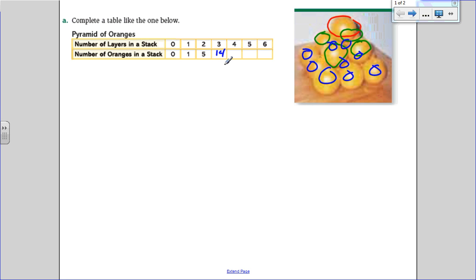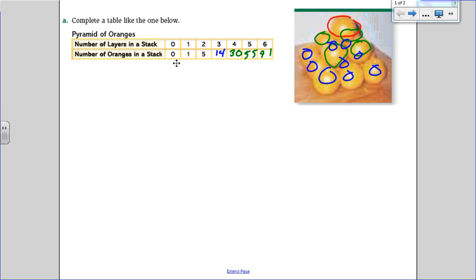I should be able to fill in this table. 30, and then 6. Oh, no, that's wrong. Editing this out, right?